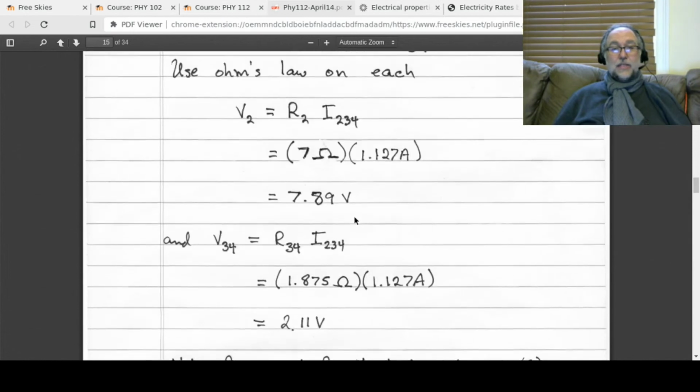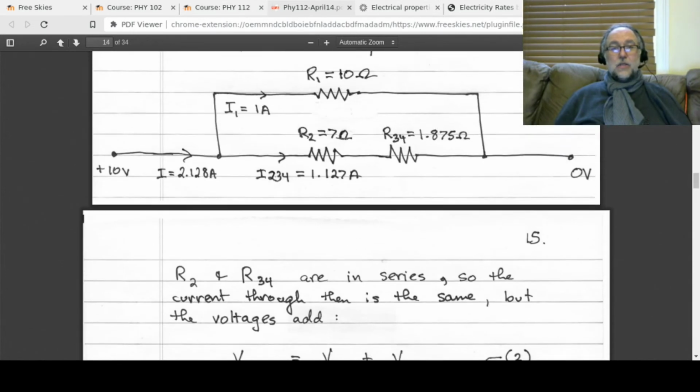The last thing we need to do, when we step back one more, is break apart R34 into R3 and R4. Now, the circuit's getting kind of complicated, so rather than redrawing the whole circuit, let's just concentrate on R34. What do we know about R34? We know that the current through R34 is 1.127 amps.